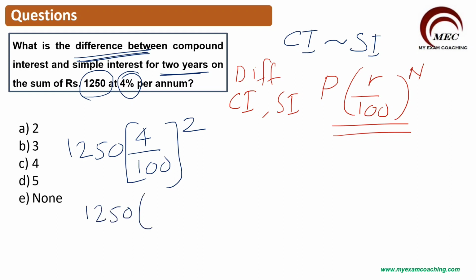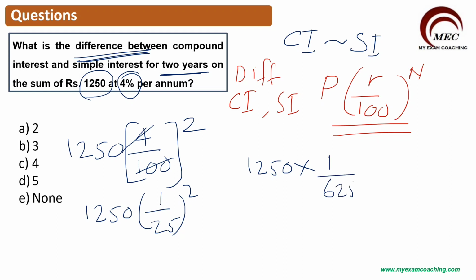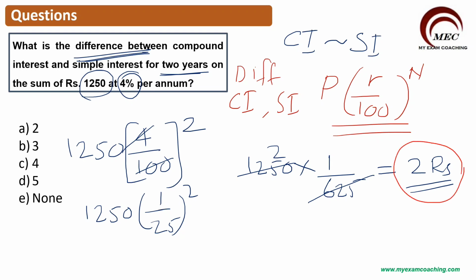1250. Here 4 and 100 I can cut. How many times? 1 by 25 power 2. So this will become 1250 into 1 into square. 1 square is 1. 25 square is 625. I can cut this 625. 1250, 2 times. 2 into 1 is equal to 2 rupees. So the final answer will be how much? The final answer will be 2 rupees. That is the difference between compound interest and simple interest. Accordingly, I can mark the correct option as option A, 2 rupees.